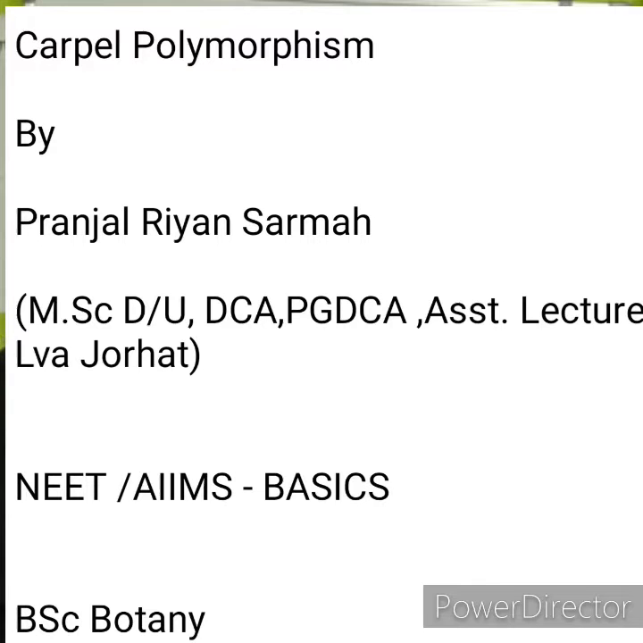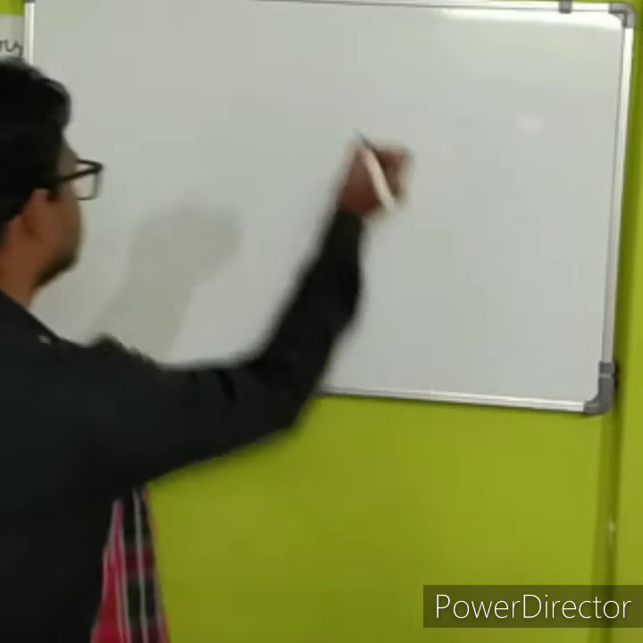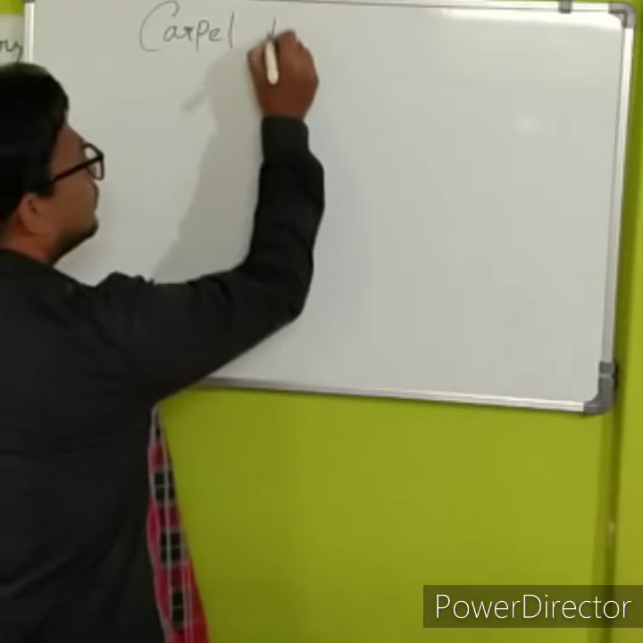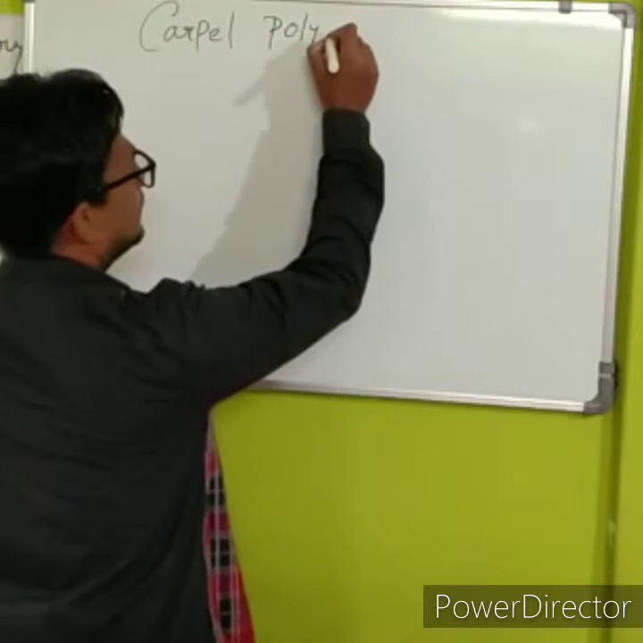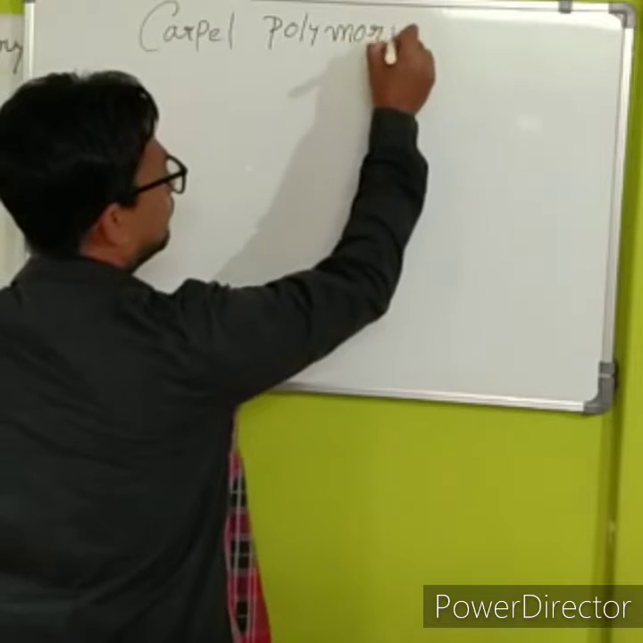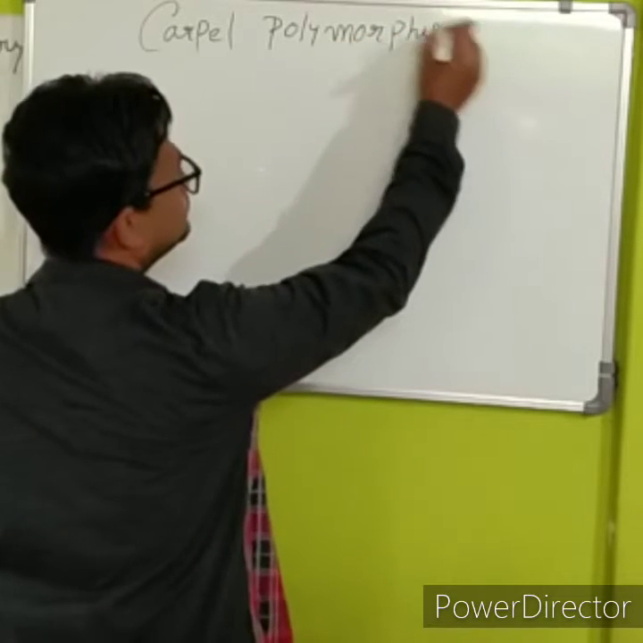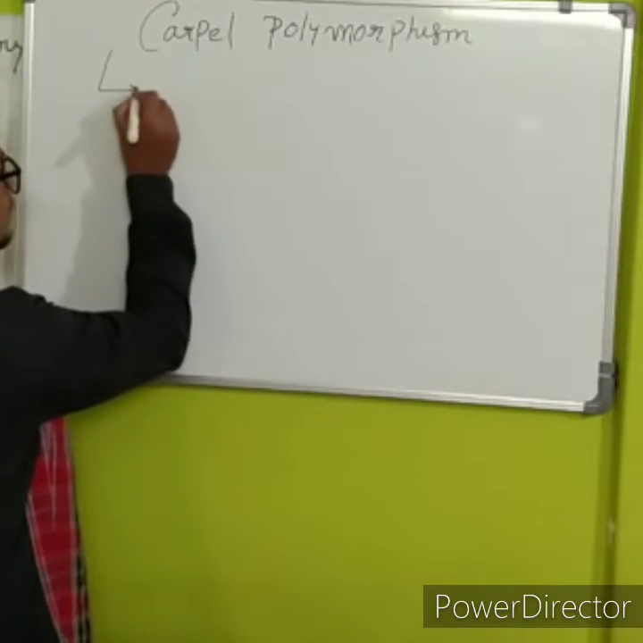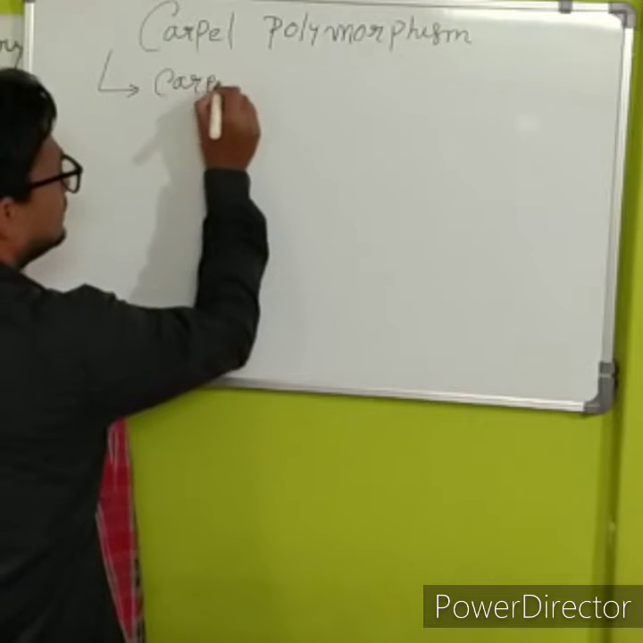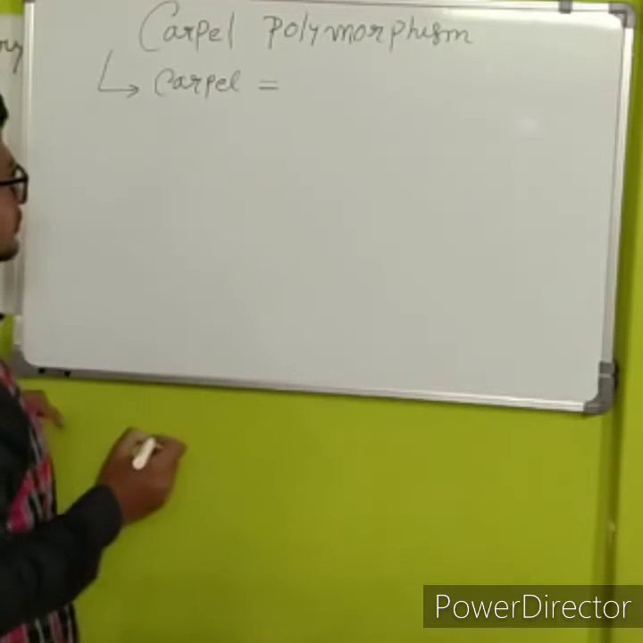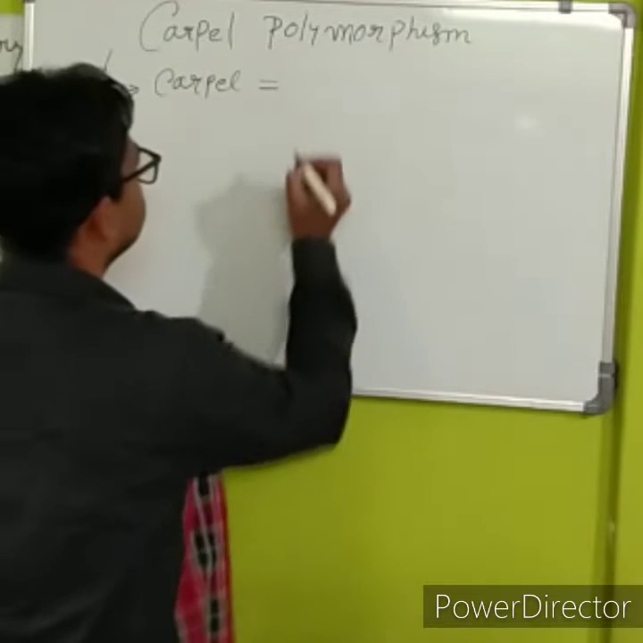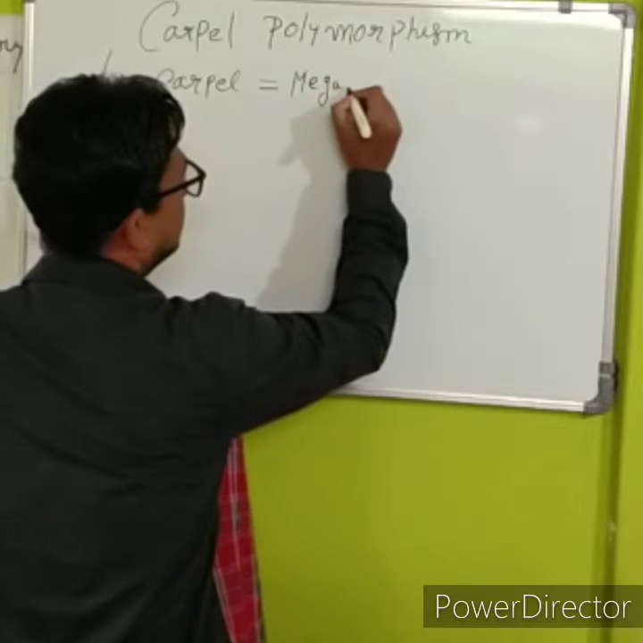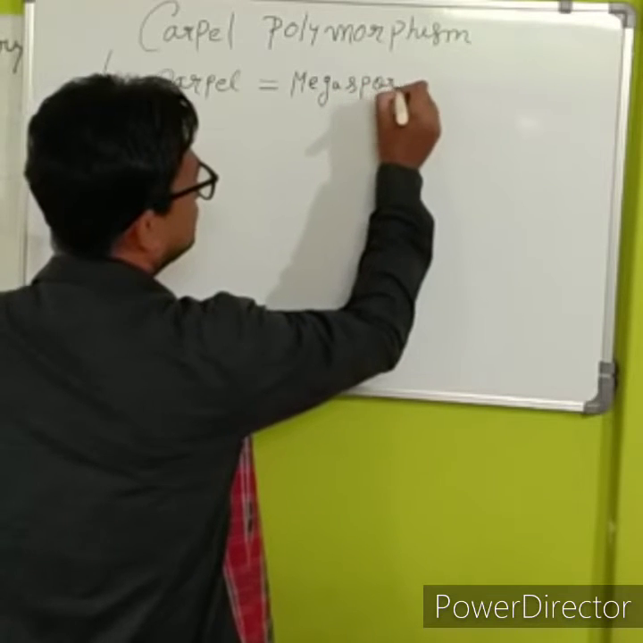Students, today I am going to discuss with you about the carpel polymorphism. So the term carpel is equivalent to the term megasporophyll.